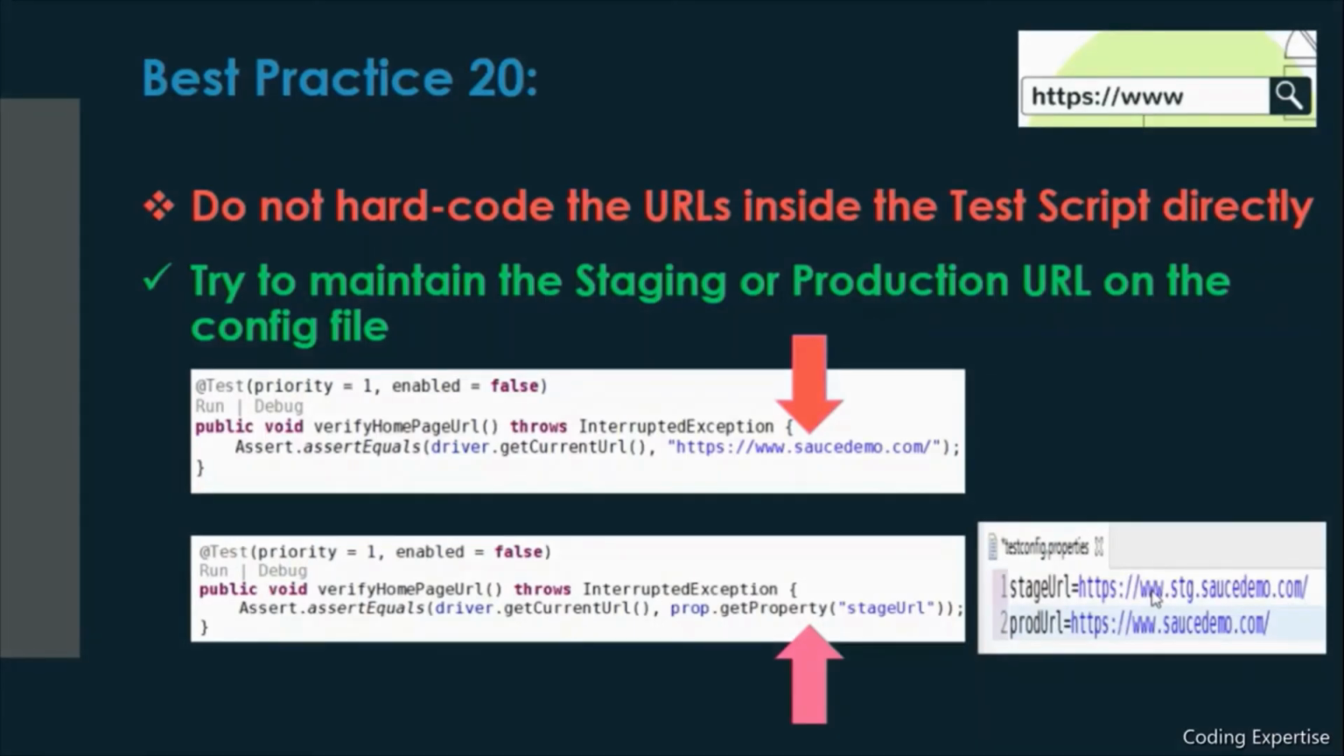This one I've seen many times. People would always hardcode the URL directly inside the test script. That's not fair. I would suggest you get the URL from a config file, something like this, and you can use it inside the test script. prop.getProperty of stage URL.